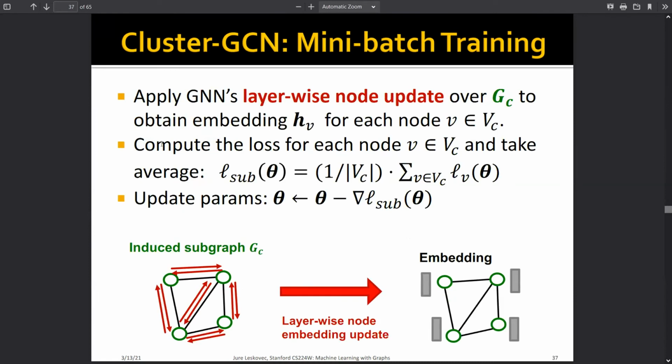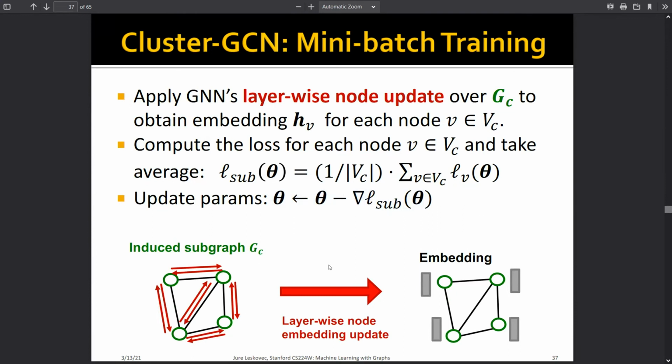So layer-wise node update over GC to obtain embedding HV for each node V of VC, that's the selected subgraph. Compute the loss for each node V of VC and take the average. Okay, and we update the parameters. So a sample of the parameters might be updated.